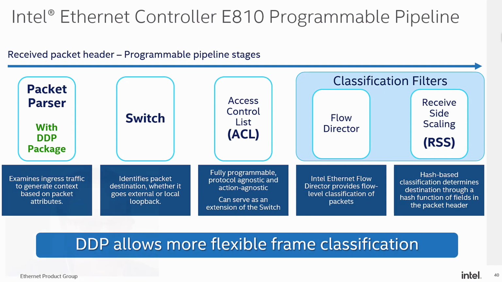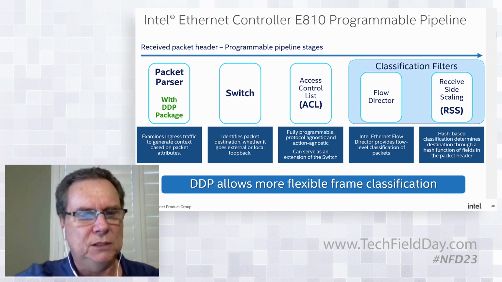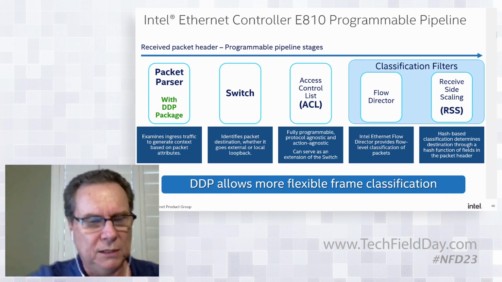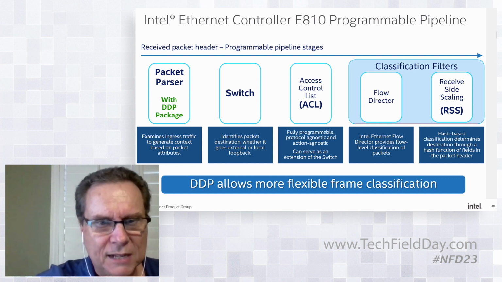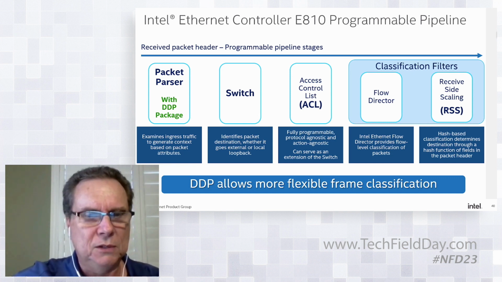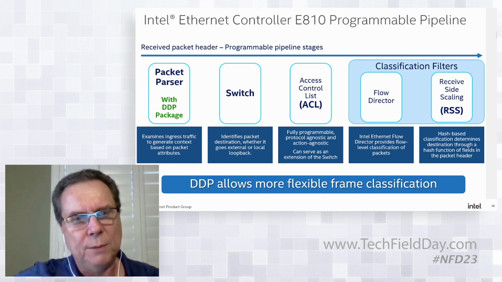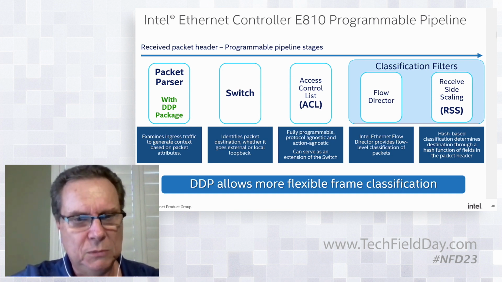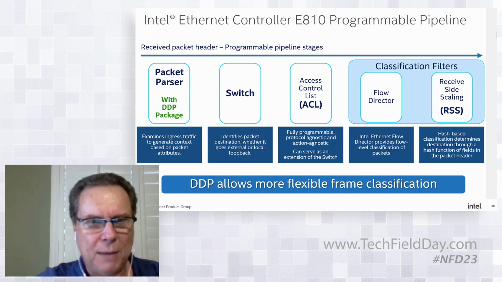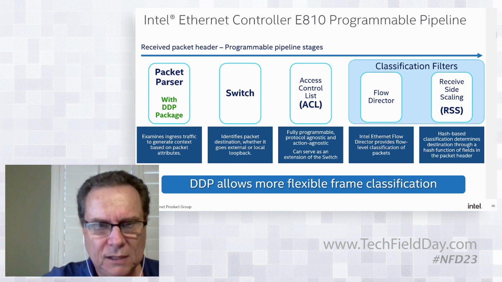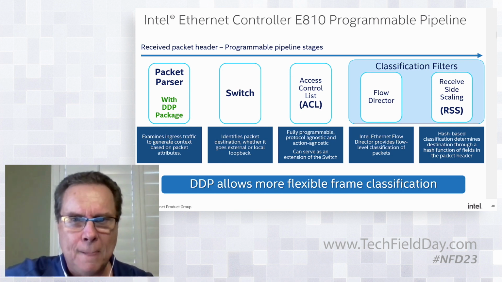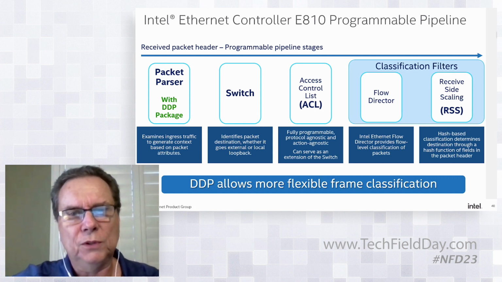The switch block identifies packet destinations. Is it a loopback, or is it forwarded to the ACL block, for example? Access control lists: that's where you can look at frame header fields and decide to perform an action. It's a match-action type block, so it can do things like drop a packet, count a packet, and so forth.